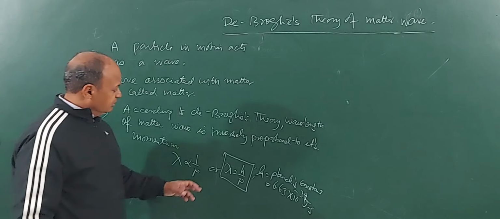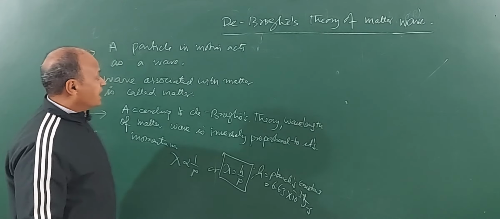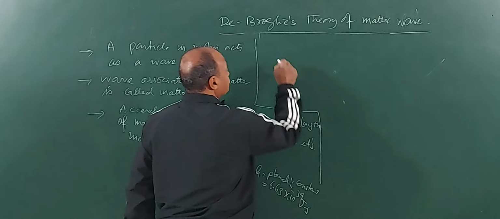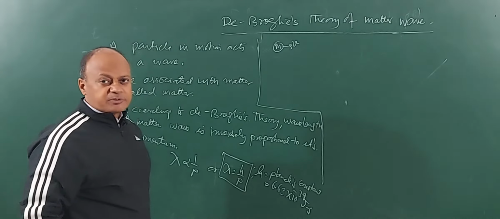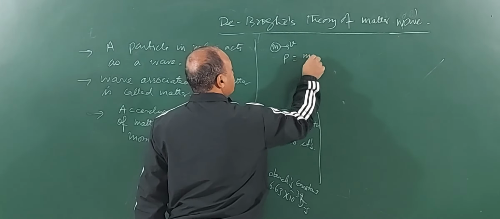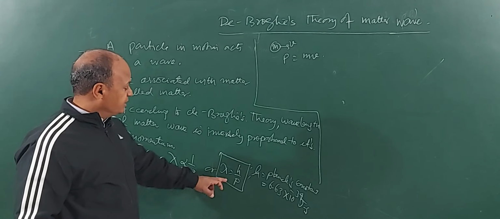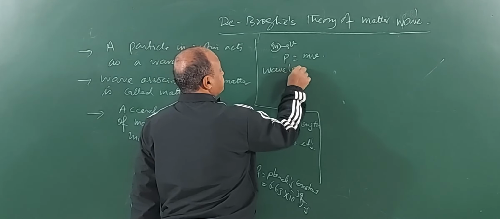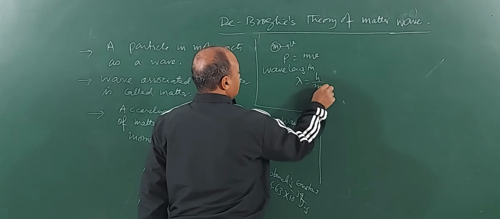Right? Now, the mass of the particle is m and the velocity is v. Suppose I have a particle of mass m, moving with velocity what? v. So, how much is the momentum? p is equal to m into v. If I put p is equal to m into v in this equation, then what is the wavelength? Lambda is equal to h by m into v.